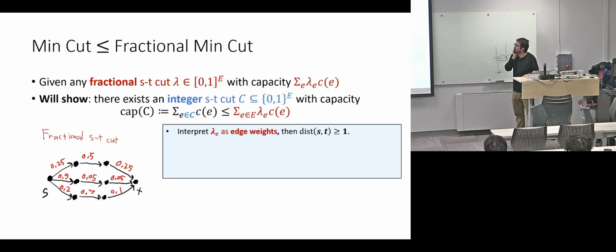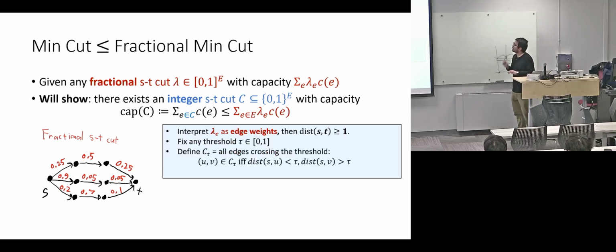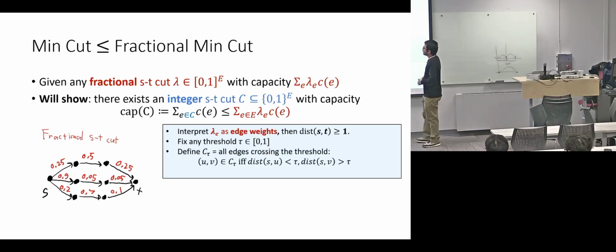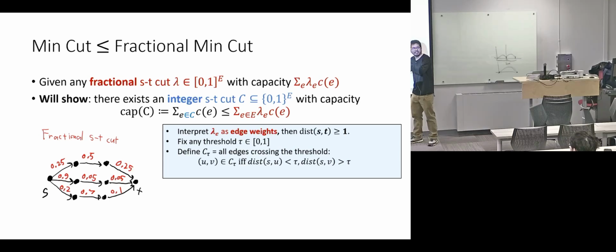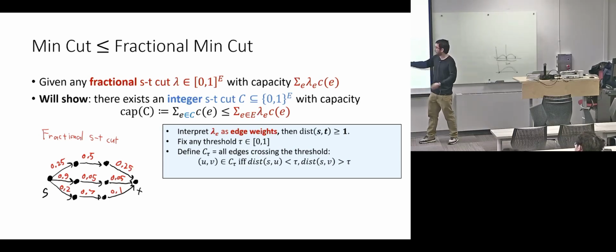Now let me try to define some cut, right? Suppose that I fix any value, a threshold tau. And for any threshold tau, I can define a cut C tau to contain all edges crossing the threshold. What I mean is that I'm going to put UV into the cut if the distance of U is less than tau, but V crosses the threshold. The distance of V is more than tau.